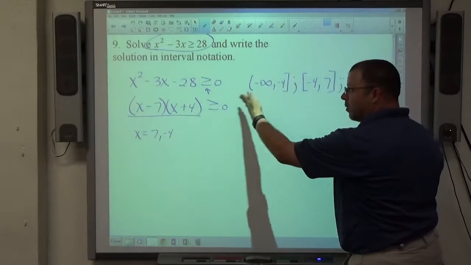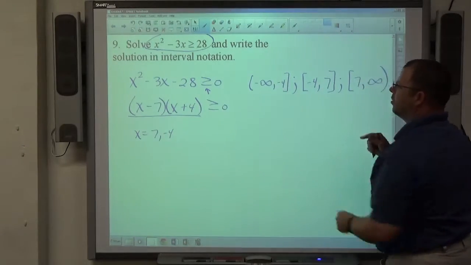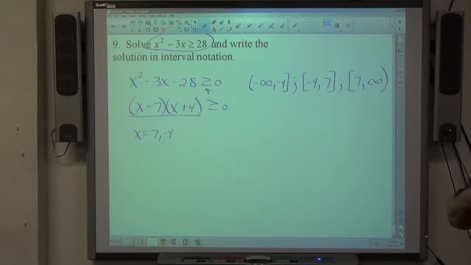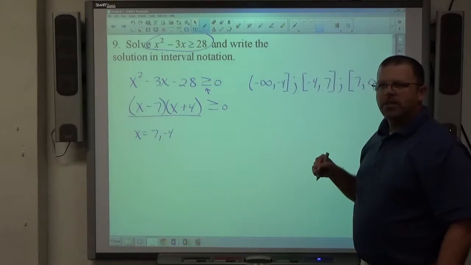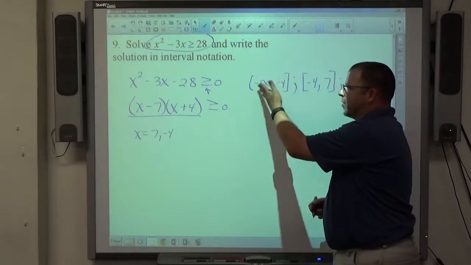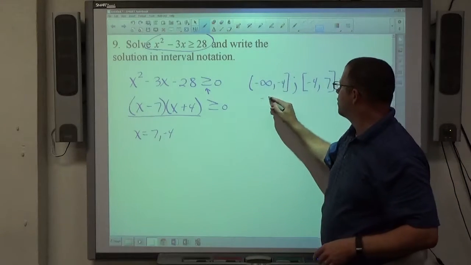Negative 4 and 7 are both equal to 0, so the brackets distinguish that we're including them as part of our solution. All that's left to do is to test each interval to find out what sign it is. So again, this is some sign all the way through, either always positive, always negative. I don't know what it is yet, so I pick a test point to establish that.